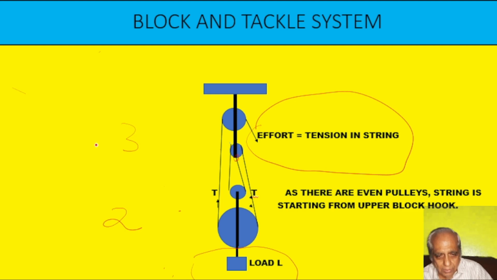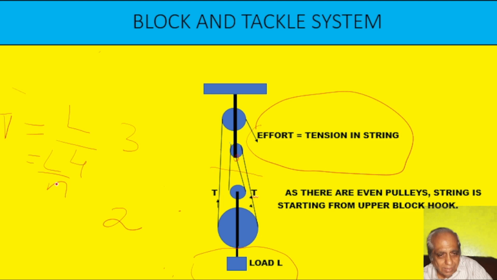Therefore, load L is being shared by 4. Therefore, each will have L upon 4. So my tension would be L upon 4. In case there are n strings, my tension would have been L upon n. So we should count the number of strings that are supporting the load. So tension is L upon n, and tension is nothing but effort.